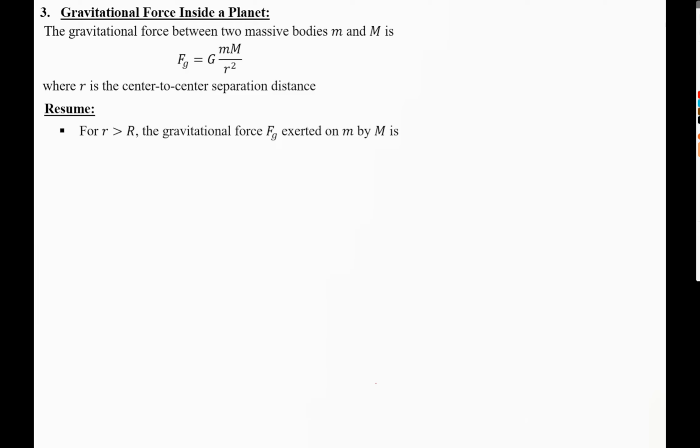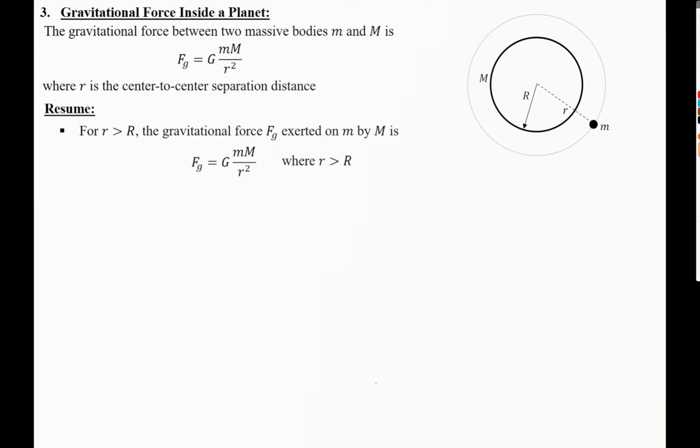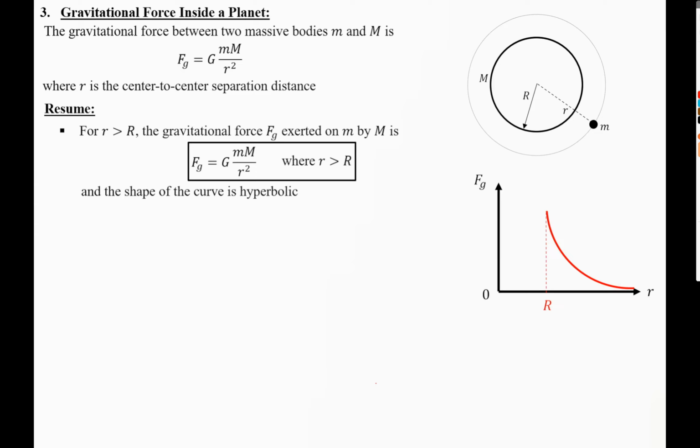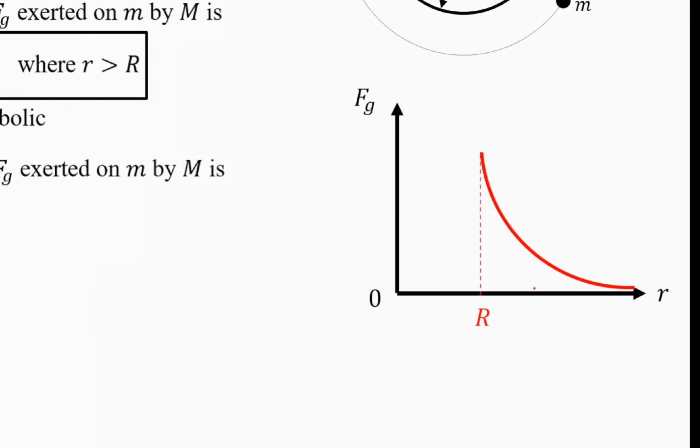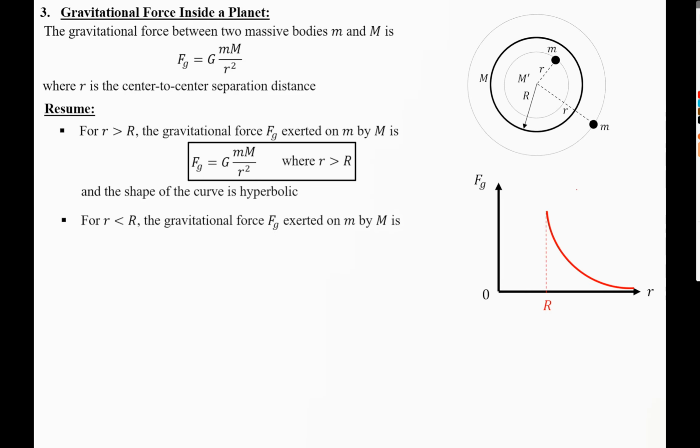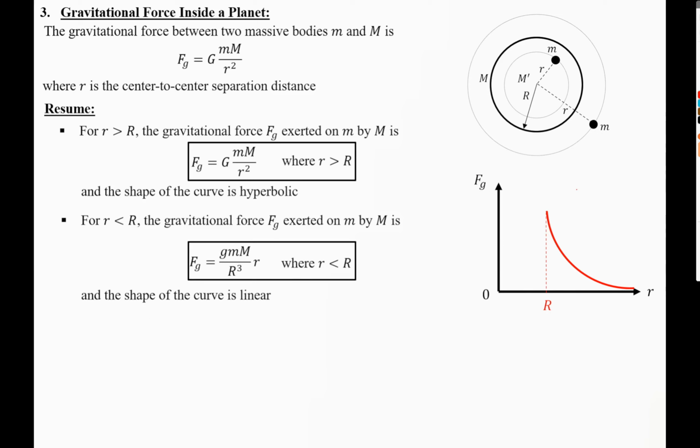So for r greater than R, the gravitational force is given by GMm over r square, dictated by the inverse square law, and the shape of the curve is hyperbolic like that. And now because we skipped the part in which r is less than R, but now we know that it's linear, and we know that it should be continuous at this point, we can connect the origin to this point via a straight line. Okay, so that's the completion of the curve from 0 to R.